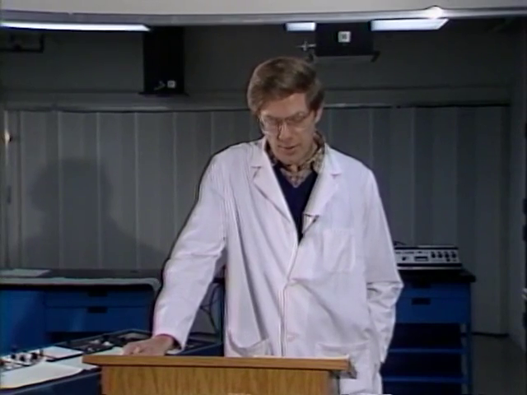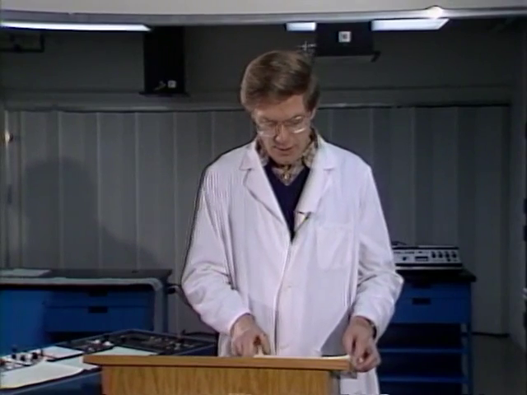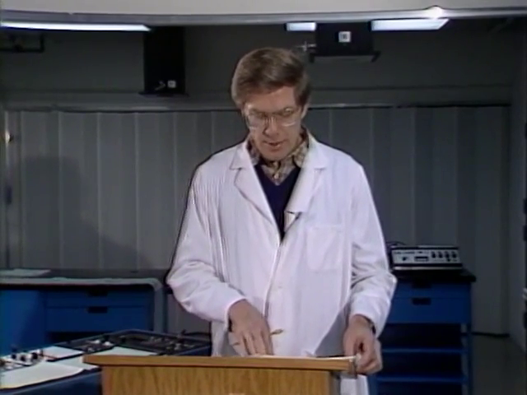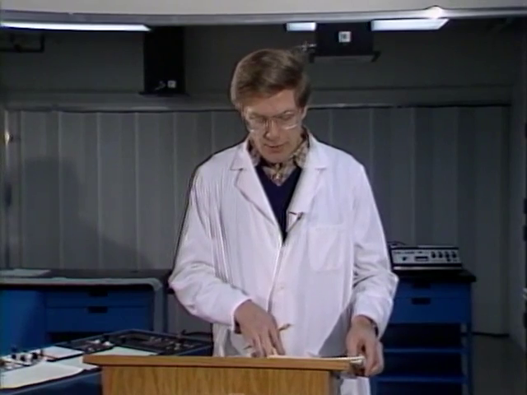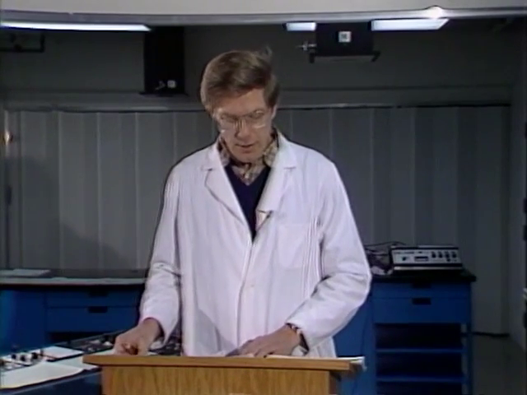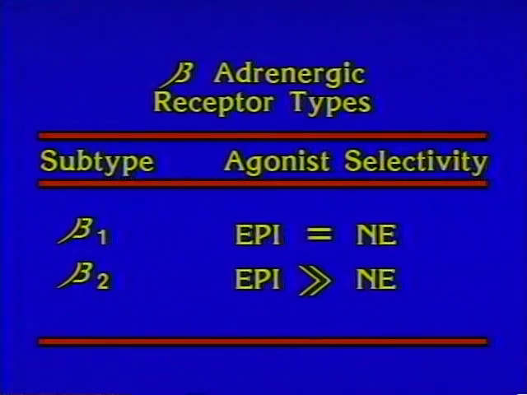It was later shown that at least two subtypes of beta receptors exist, and these were designated as beta-1 and beta-2. Beta-1 receptors and beta-2 receptors are defined by the affinities for epinephrine and norepinephrine, and this is shown in the next table.